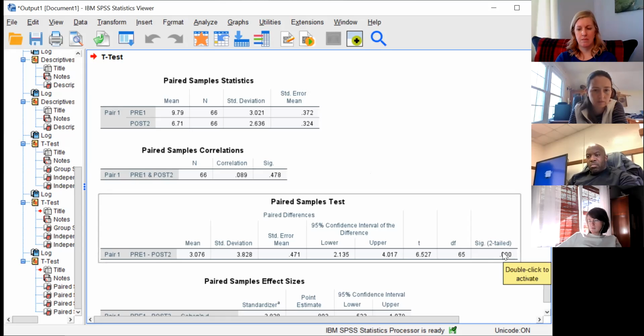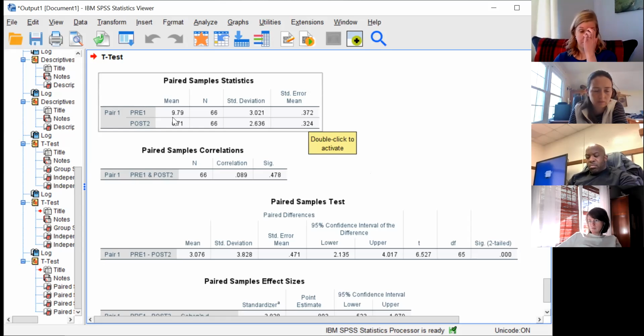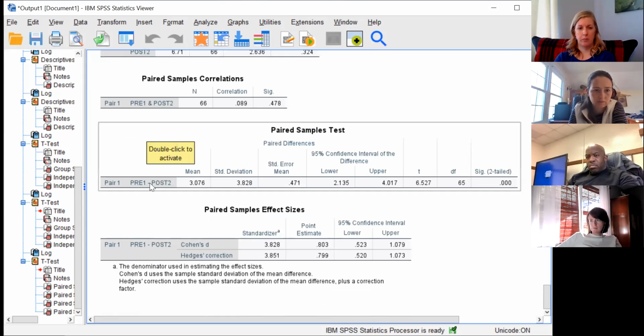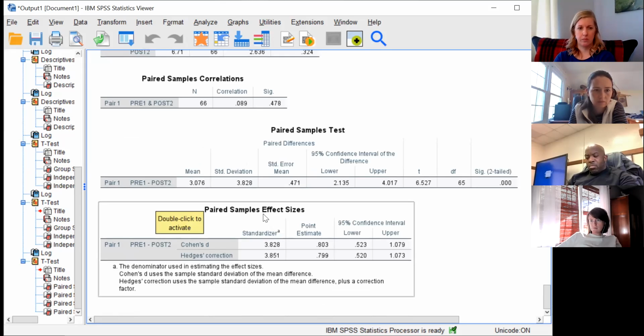Two-tailed, it is significantly different. They went from being distracted almost 10 seconds to being distracted almost 7 seconds within a minute period. And then we look at this thing that's called an effect size. For a t-test, we're always looking at what's called Cohen's d, which is a way of determining how big a difference that really is.